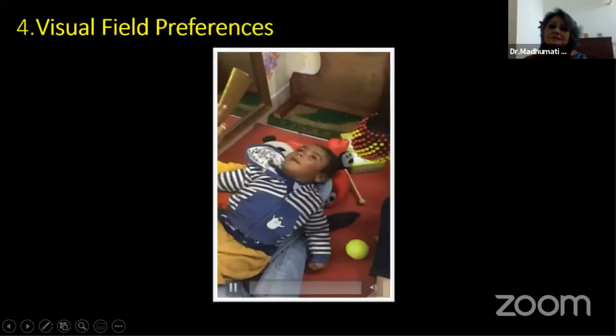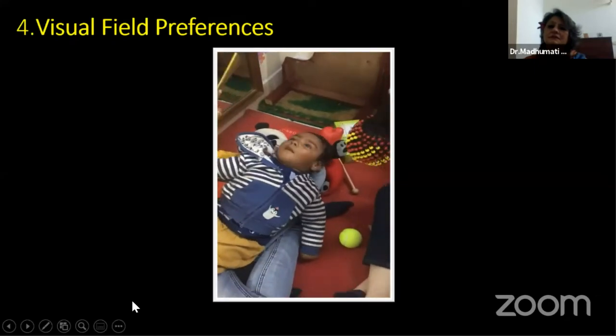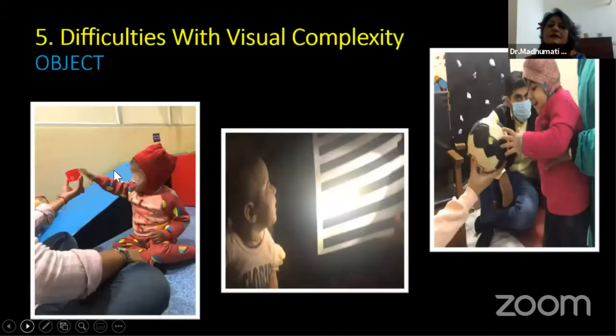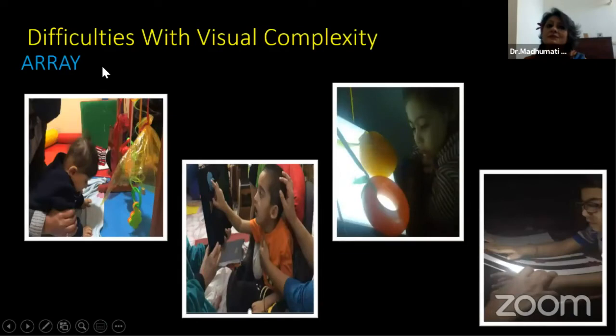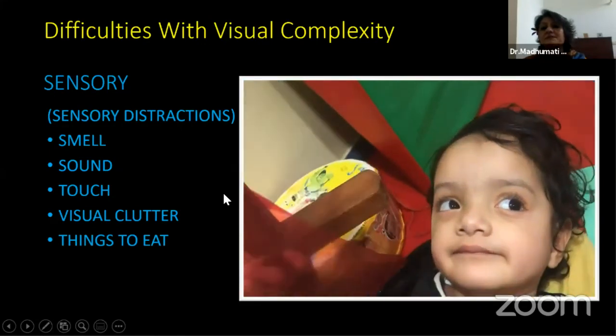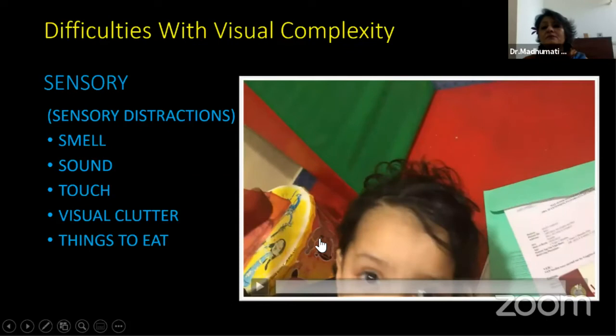Field preference. Difficulties with visual complexity. They prefer looking at single colors, simple patterns, rather than complex ones. Difficulties with array, where like this little baby, there's so much stimulation that he refuses to look. A black background helps. If the objects are illuminated, it helps. Sensory dysfunction: removing sensory distractions helps. We feel the child is not seeing, but it is actually the sound at the back that is distracting the child.